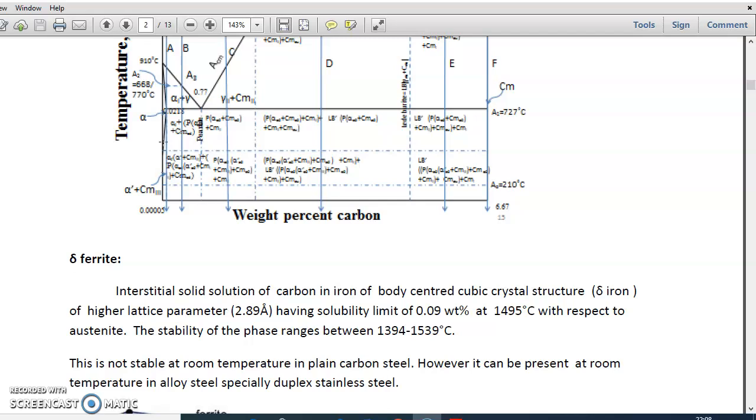In both delta and alpha, the carbon is so low that this ferrite phase is very soft, and the softness will change with the change in carbon that we have seen earlier. So the higher the carbon, the higher the hardness; the lower the carbon, the lower the hardness. That is what. Okay, now we can see the delta phase. This is known as an interstitial solution of carbon in BCC delta iron. Only in alpha and delta, that is the main change in delta iron.